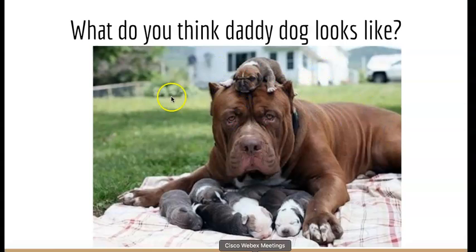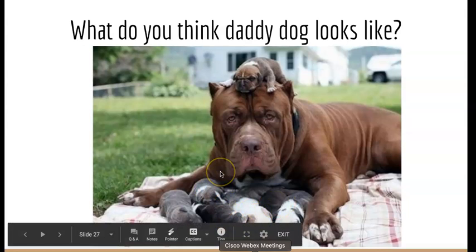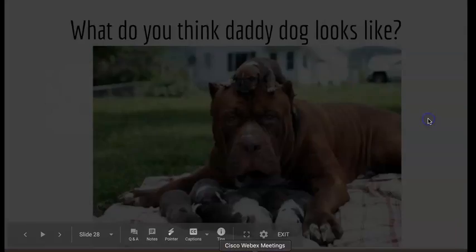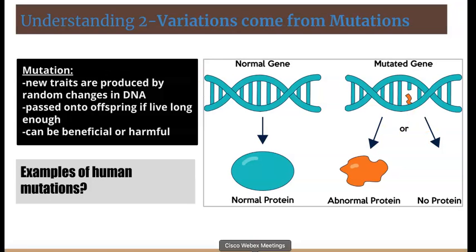One more example. We've got mama pup here and all the baby pups. What are some physical traits that the father had, based on the puppies? I assume you all can identify and understand variations, but where do variations come from? What makes us all look different?